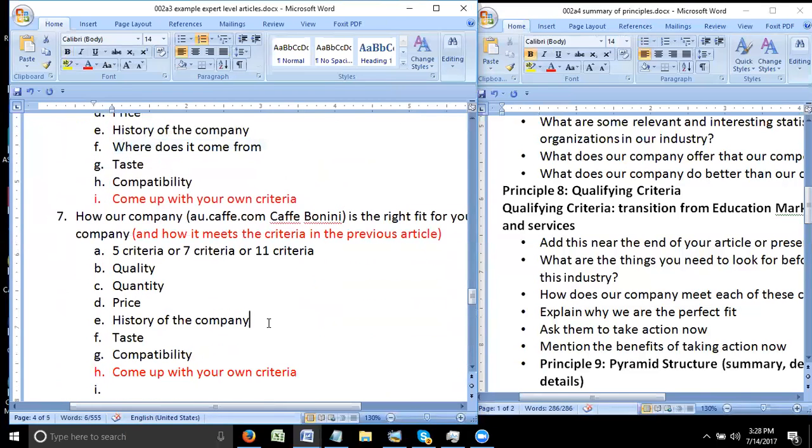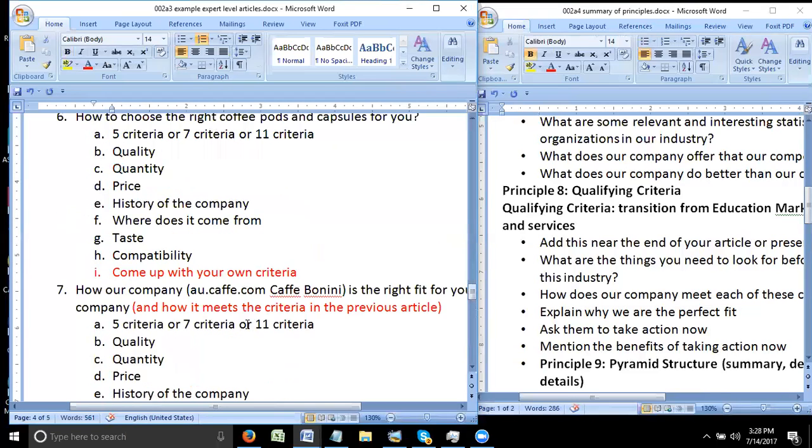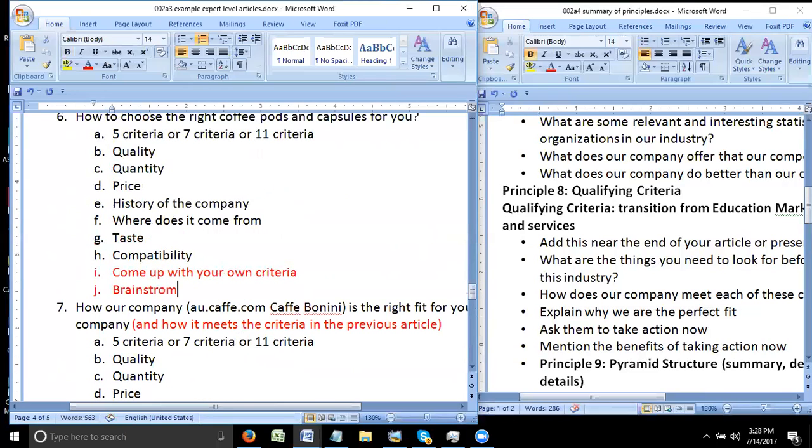And these are things that we don't even need to research at this point. We are just trying to brainstorm.